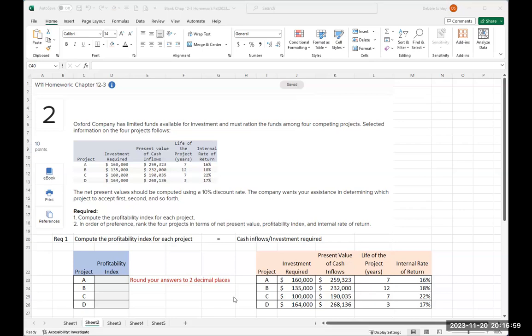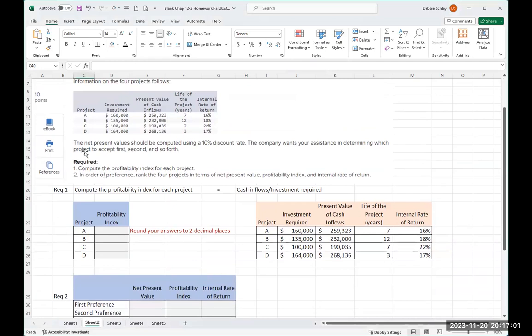Okay, so what they're asking me to do says the net present value should be computed using a 10% discount rate. That's nice, but they already gave me the totals, so I don't think I need that. The company wants your assistance in determining which project to accept first, second, and so forth. So most profitable.